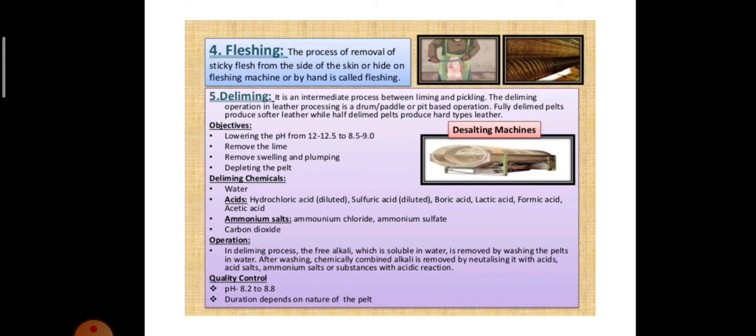In the deliming process, the free alkali which is soluble in water is removed by washing the pelts in water. After washing, chemically combined alkali is removed by neutralizing it with acids and ammonium salts or substances with acidic reaction. Quality control is around pH 8.2 to 8.8. Duration depends on the nature of the pelt.